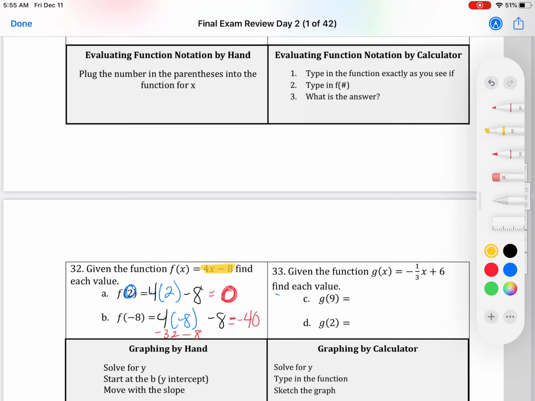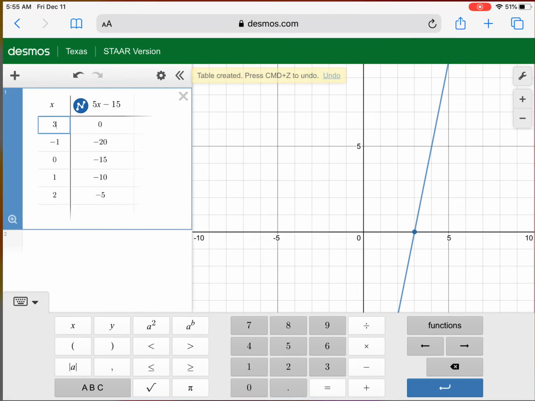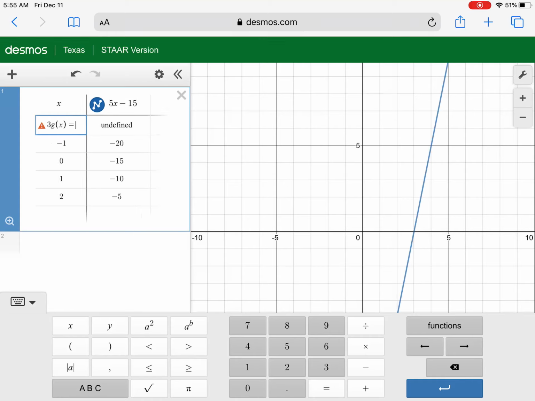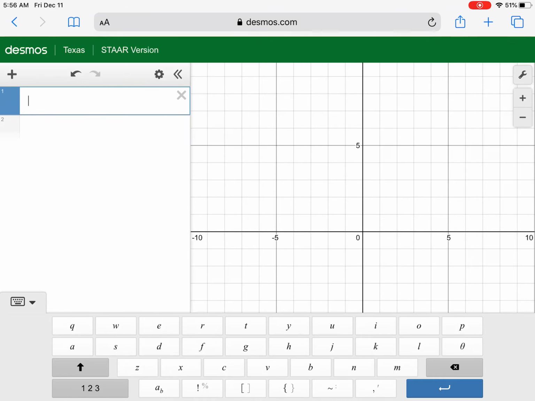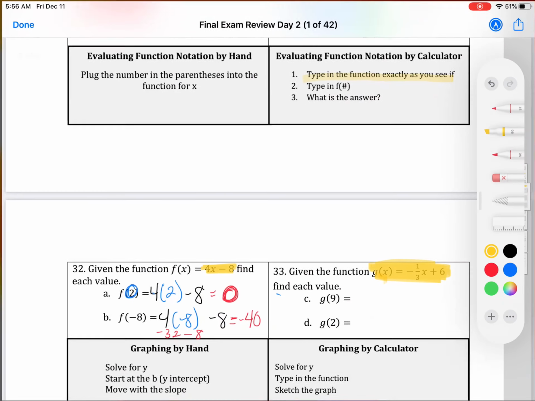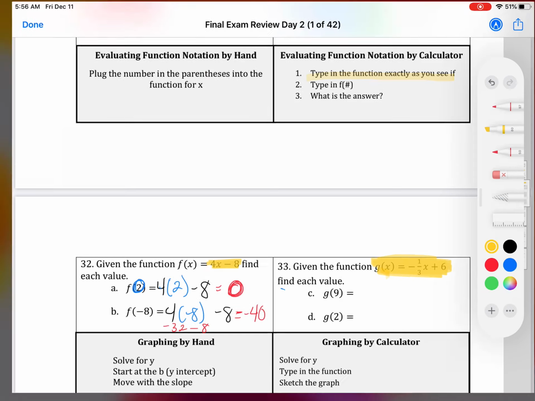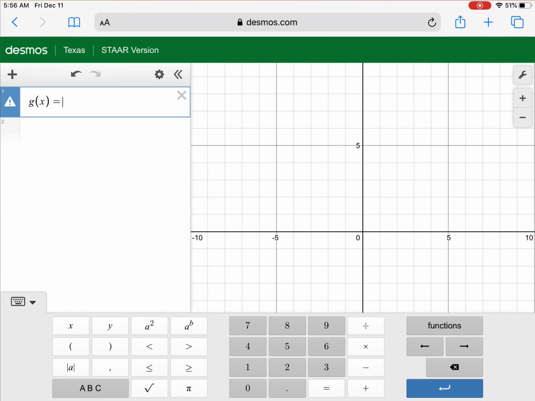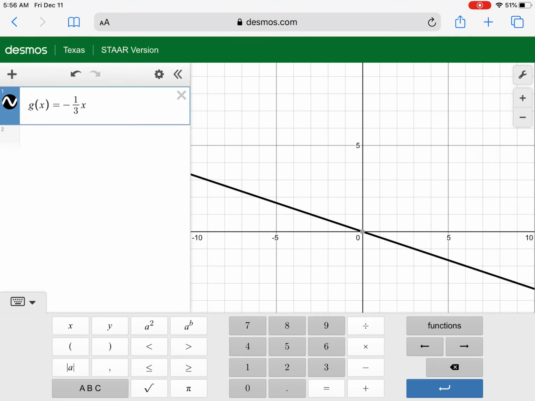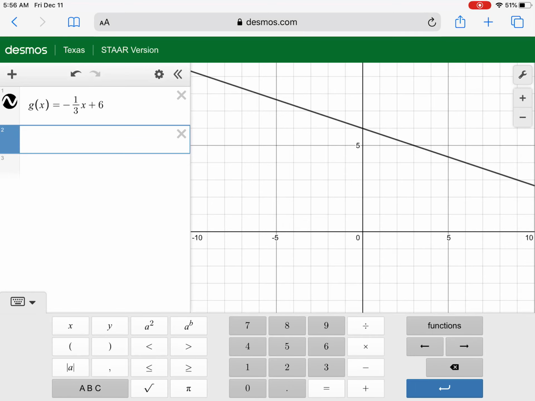Okay, 33, I'll do the first one, you try the second one. Now in the calculator, you just type in the function exactly as you see it. So that's the calculator. I can even use the letter G. I'm typing exactly as I see it. G parentheses x equals -1/3 x plus 6. -1 divided by 3, x plus 6.